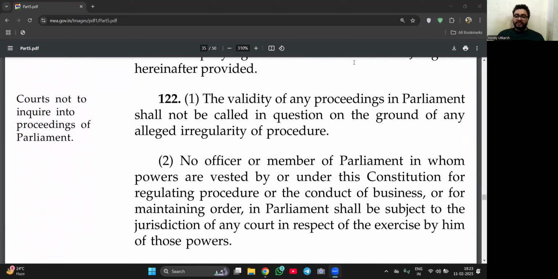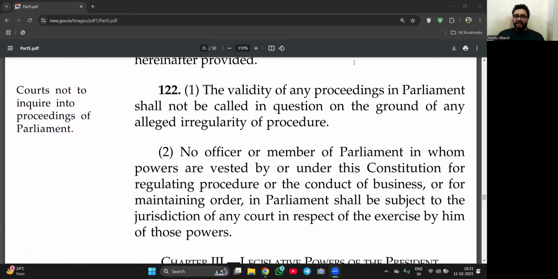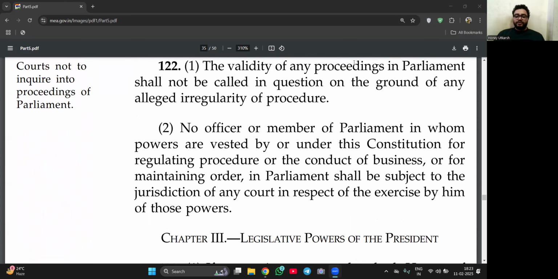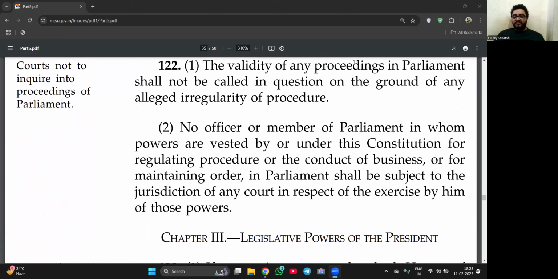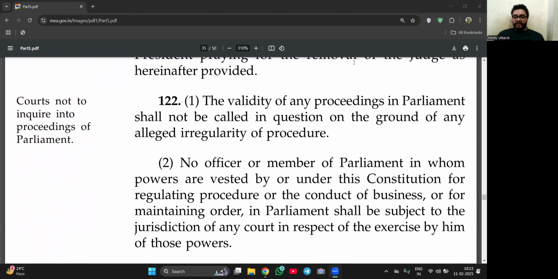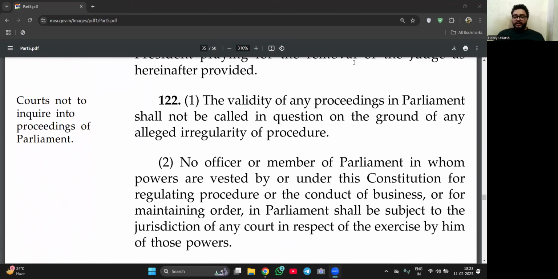Clause 1. The validity of any proceedings in Parliament shall not be called in question on the ground of any alleged irregularity of procedure. Clause 2. No officer or member of Parliament in whom powers are vested by or under this Constitution for regulating procedure or the conduct of business, or for maintaining order in the Parliament, shall be subject to the jurisdiction of any court in respect of the exercise by him of those powers. This was all about the procedures generally in the Parliament.